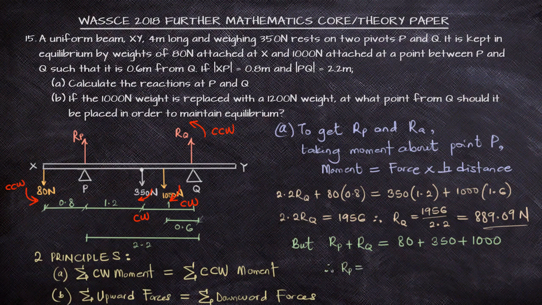Now we have gotten our RQ already. So RP will be 80 plus 350, which is 430, plus 1000 is 1430, minus RQ. RQ is now 889.09 newtons. So let me bring in my calculator again.